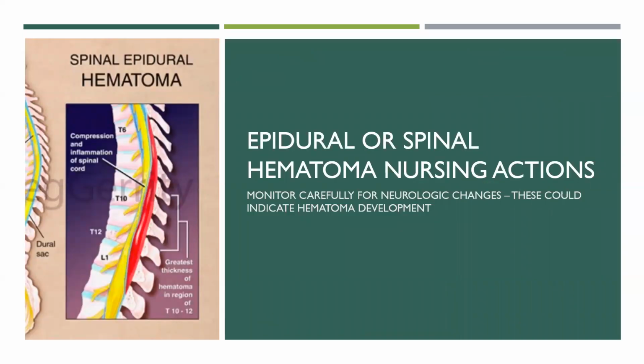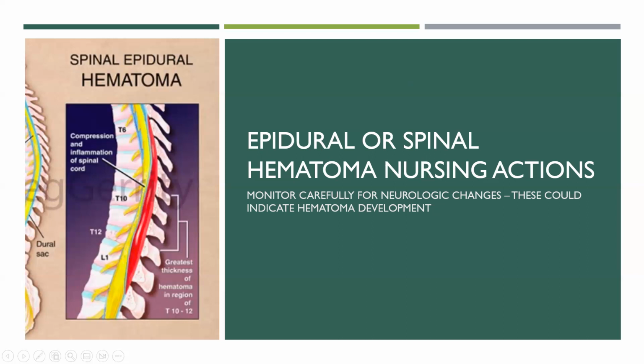So epidural or spinal hematoma nursing actions. You want to monitor the patient carefully for any neurological changes. This could indicate a hematoma development. It's very important that you know that a lot of these anticoagulants are contraindicated if somebody has an epidural. Now, in the case that somebody gave heparin and then they put in an epidural, you want to know what to look for. So what you're looking for in that case would be neurological changes. And if you think about it, it makes sense, because if you've got a big old hematoma here pressing and compressing against the spinal cord, then that's going to make it so they have neurological changes.